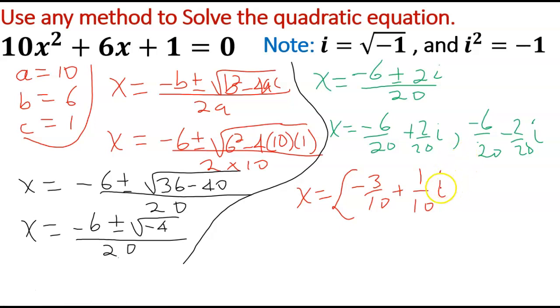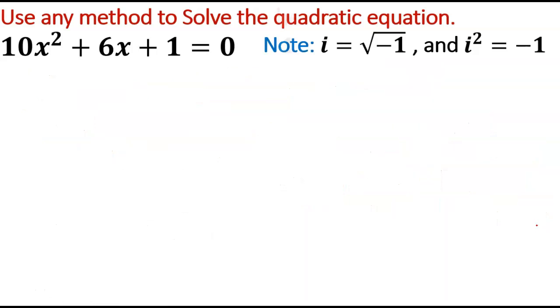Again, be careful, do not write i in the denominator. You rather write it on top. You can write it as i over 10. That would be fine also. So it's negative 3 over 10 minus 1 over 10 i. Okay, that's that.